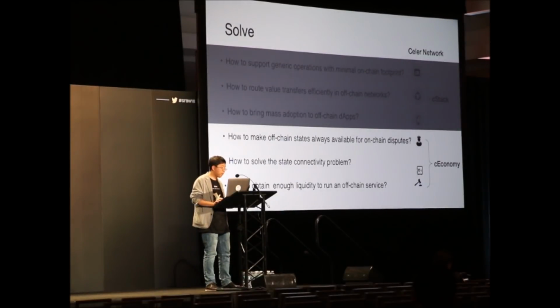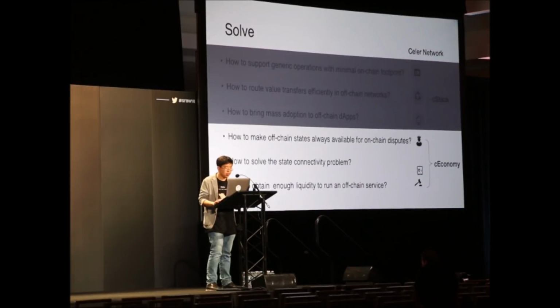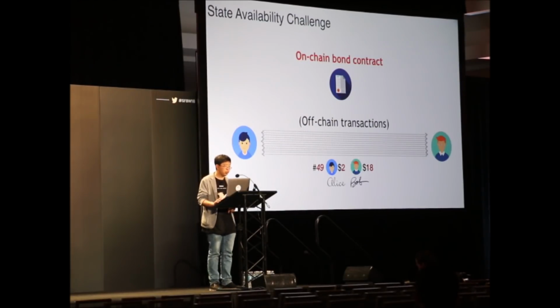So off-chain scaling has a lot of promise to increase the speed of transactions, but there are several crucial challenges. For example, there are 3 challenges I'm going to talk about today, and I'm going to talk through each challenge and the corresponding solution that we are proposing in Celer. So the first challenge I want to talk about is called the state availability challenge.